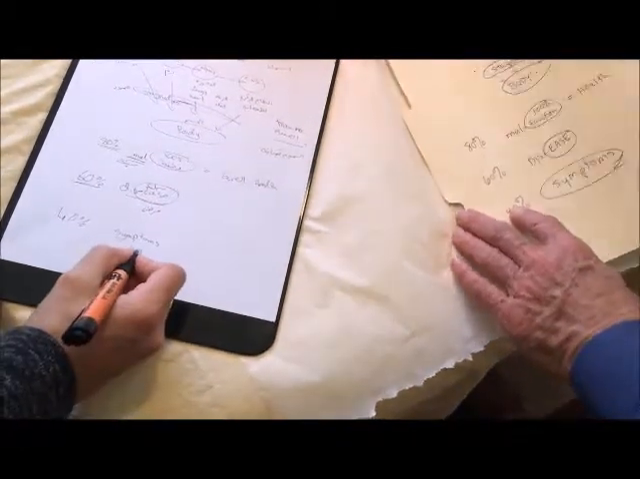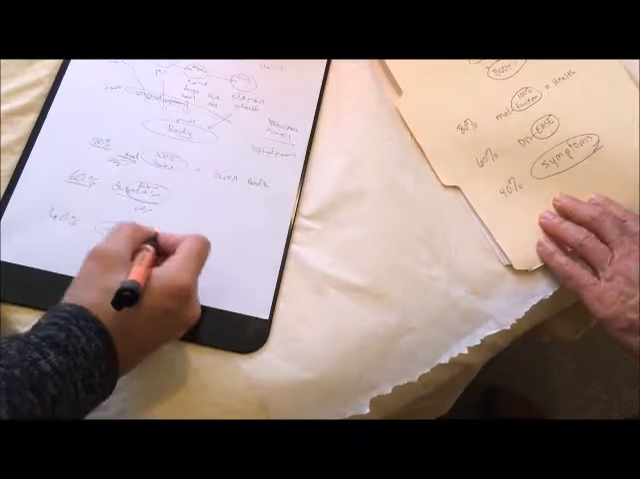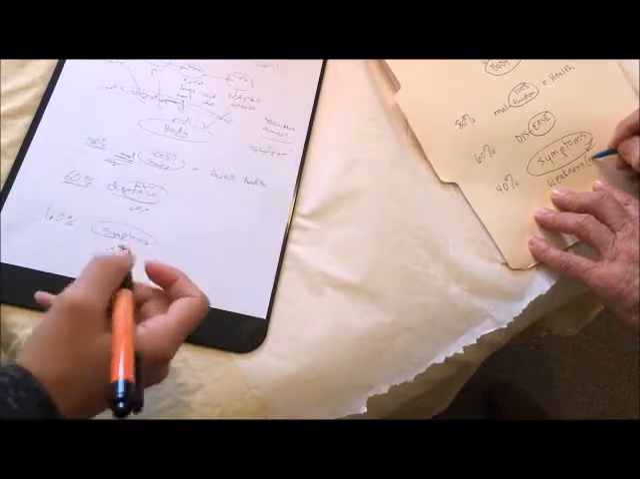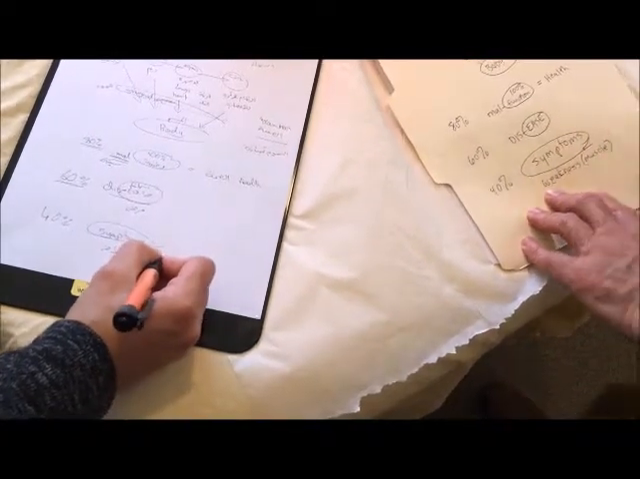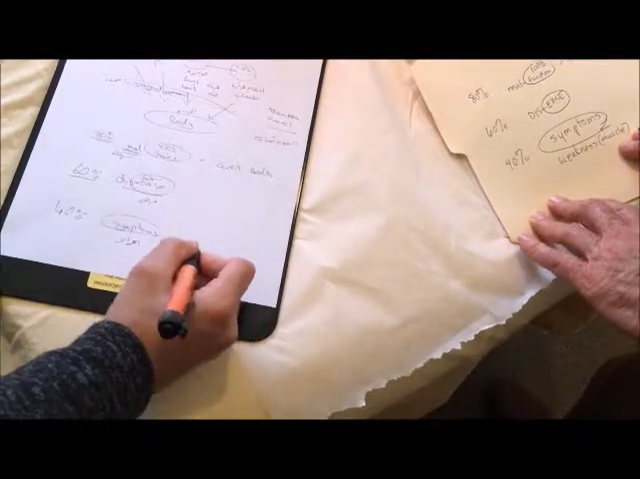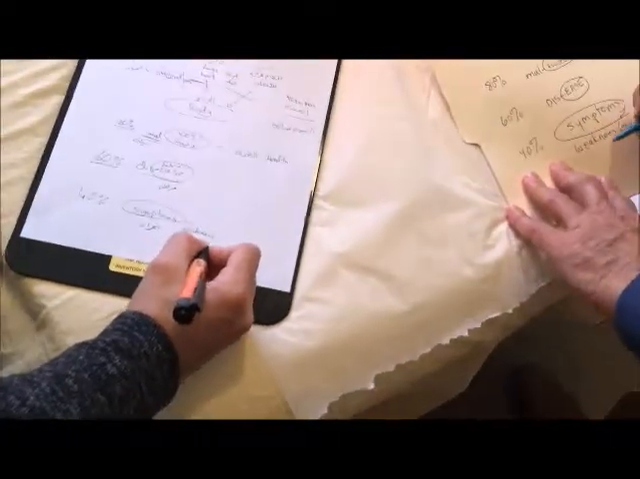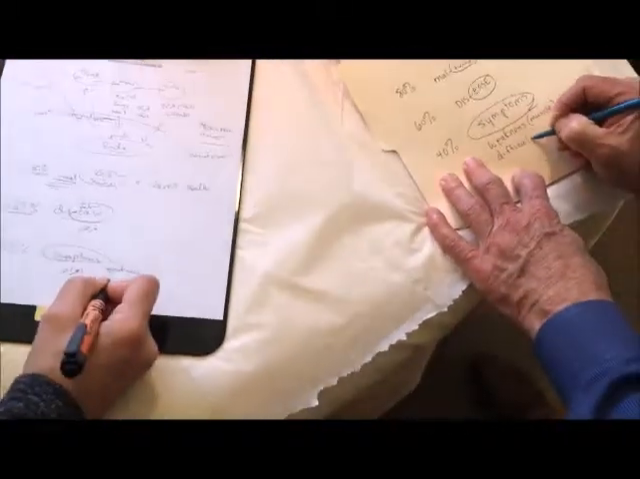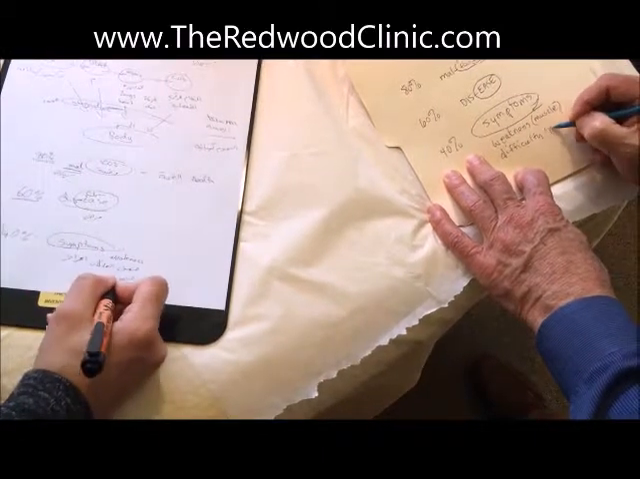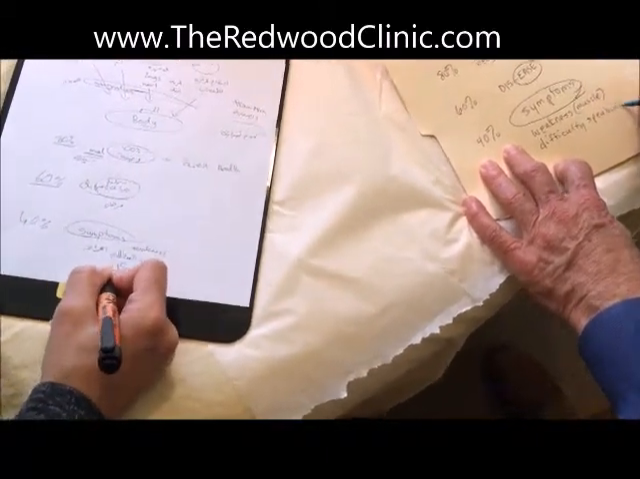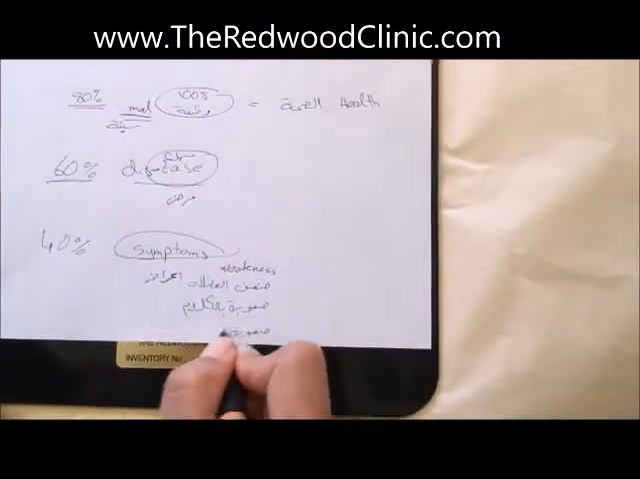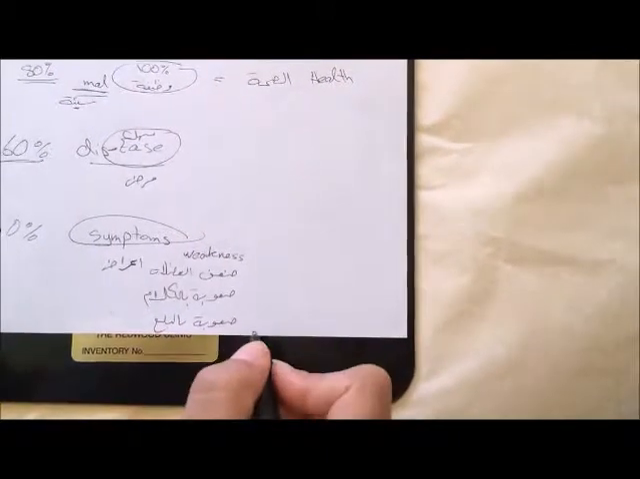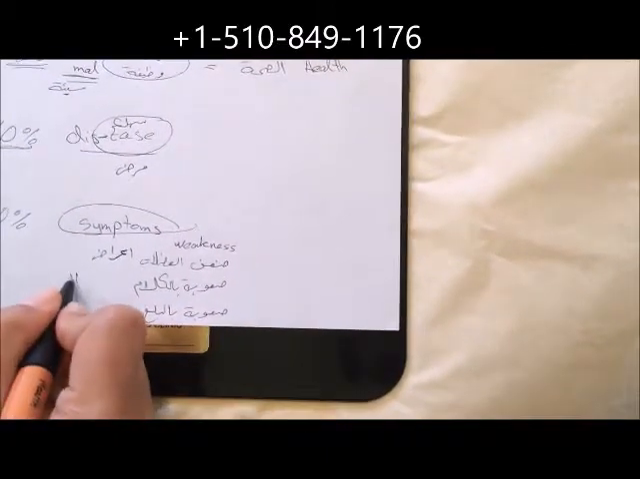So symptoms include things like weakness of muscles. Muscle weakness. That's an example of a symptom. Or difficulty speaking. Difficulty swallowing. Pain is an example of a symptom.